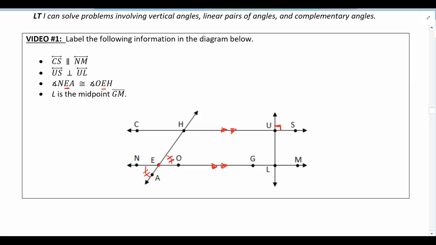Then moving on to the last piece of information, we have L is the midpoint of segment GM. So here's segment GM, and L is the midpoint. If I want to indicate it's the midpoint, I'm going to put tick marks. I'm just going to put three little lines. You can put one or two, or little circles if you want, whatever you like, as long as they're the same. Alright, so we've labeled the diagram with the given information.